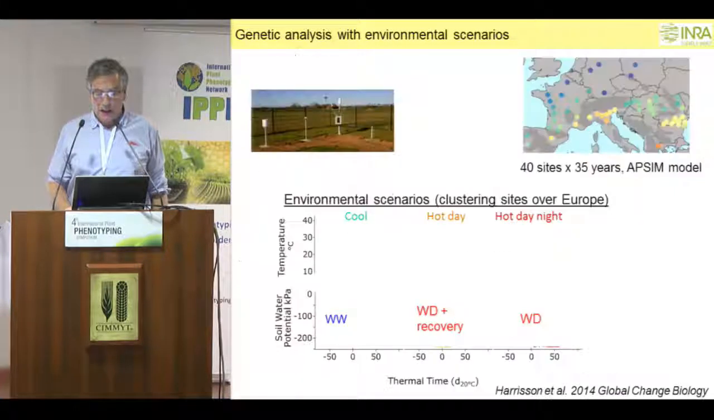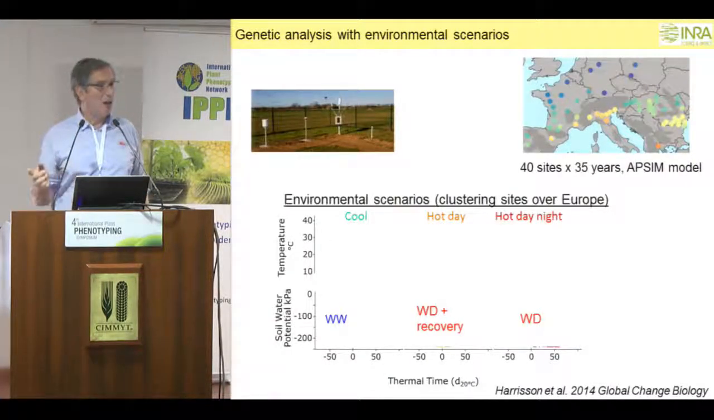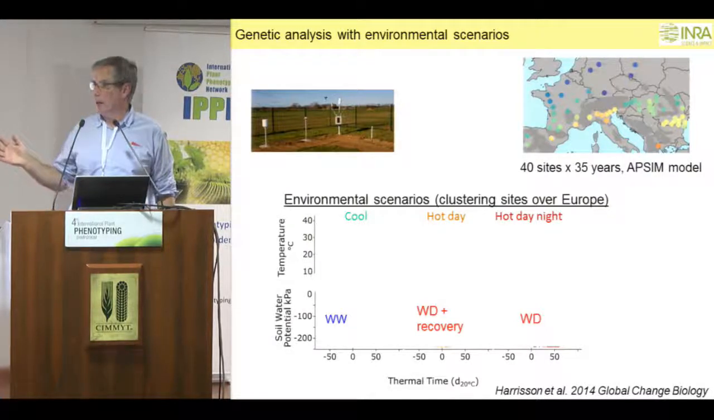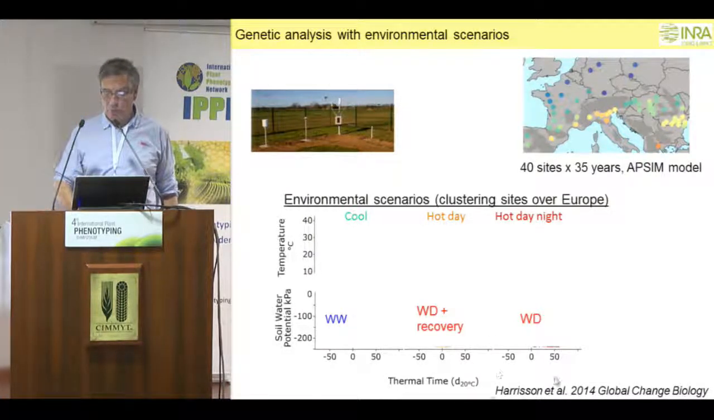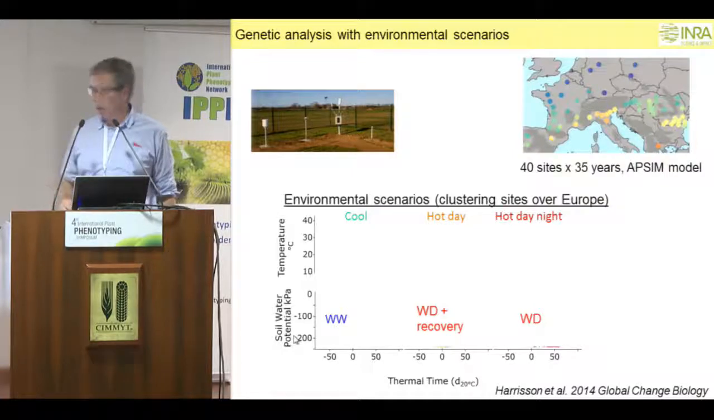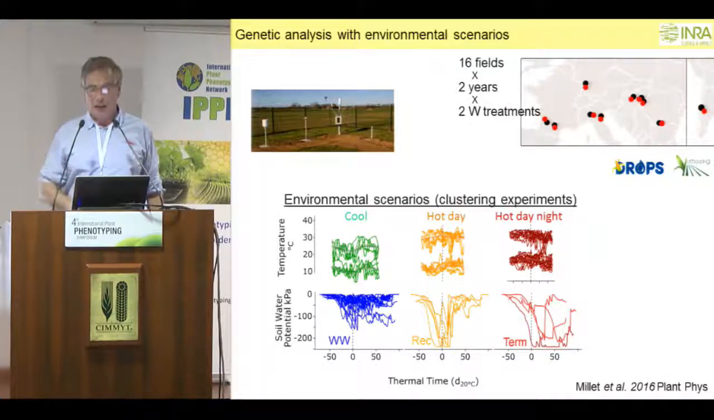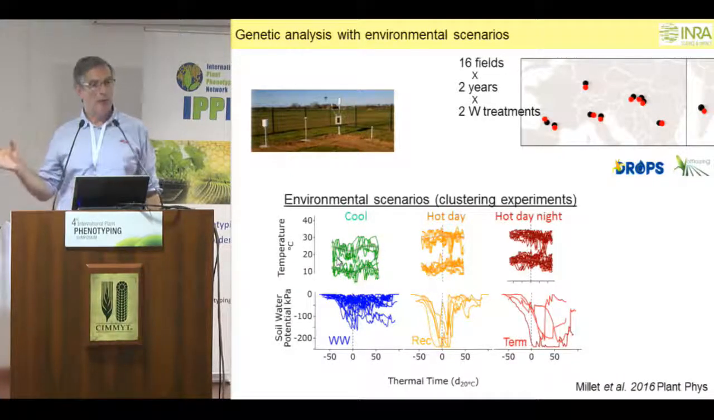So what we did was, actually we did not take these environments to do our environmental classification, but we took 40 sites, 35 years, and we ran the APSIM model over the whole stuff. This was work with Graham Hammer, and so we could identify essentially 6 big scenarios of temperature at flowering time and soil water potential. And what we did afterwards was to reorganize our experiments. Now, these are our experiments out of these big scenarios that do represent whole Europe.